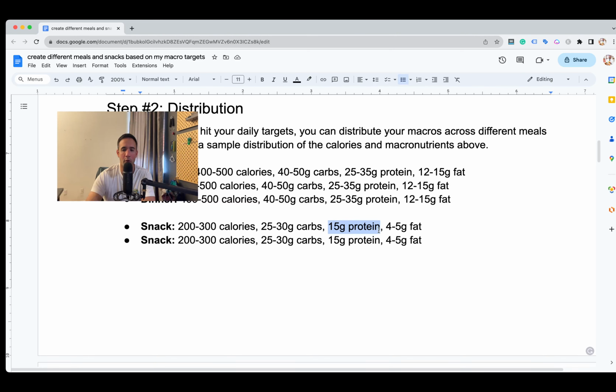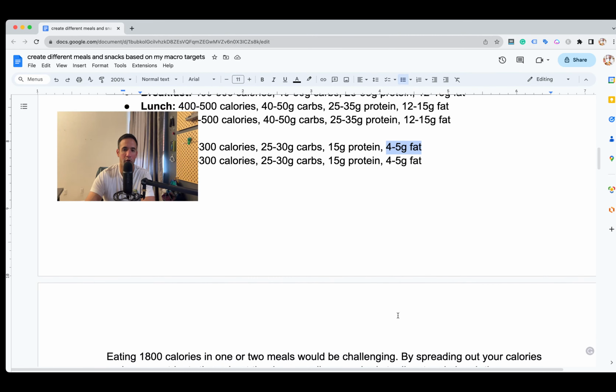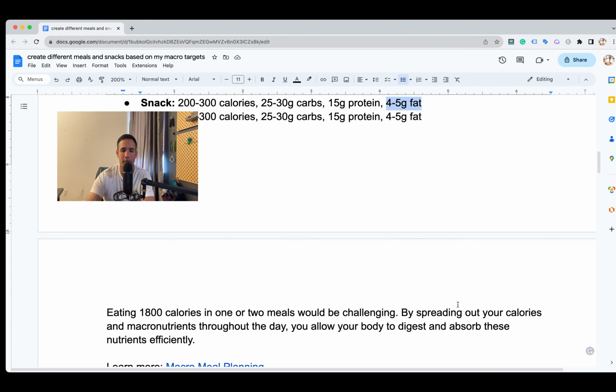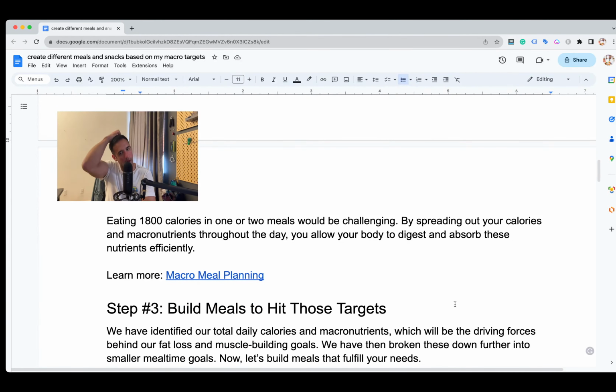Then we have protein. We've got a lot of it done. We need 130 grams, 35 times 3, right? We're already above 100 grams there. And then 4 to 5 grams of fat, so pretty limited on the fats. So you're going to have 2 snacks throughout the day. It might be breakfast, snack, lunch, snack, and then dinner. Eating 1,800 calories in 1 or 2 meals would be challenging.